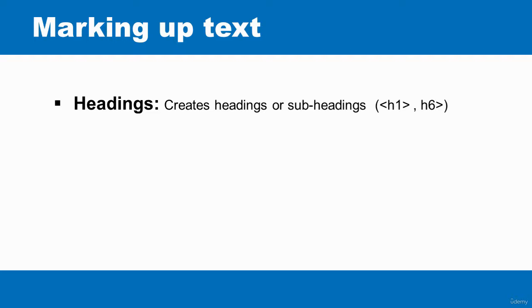HTML contains 6 heading levels, which are from H1 to H6. The H1 being the largest heading. Normally the most common level used is usually 3 to 4. Most people don't tend to use 5 and 6. So just remember that H1 is the largest, H6 is the lowest.